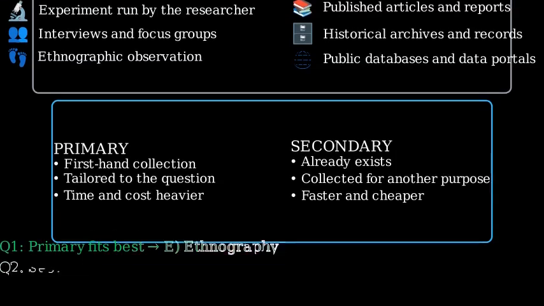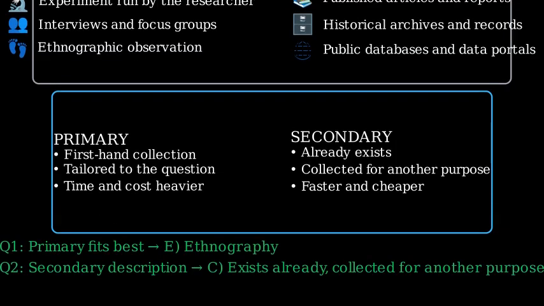Final check. Primary data item: ethnography. Secondary data description: already exists somewhere, but was collected for another purpose. Great job solidifying the difference.